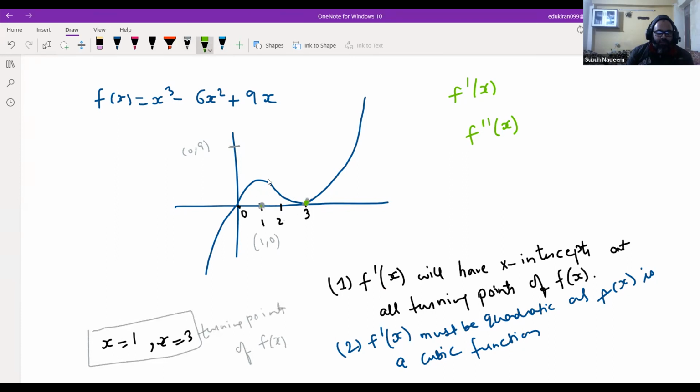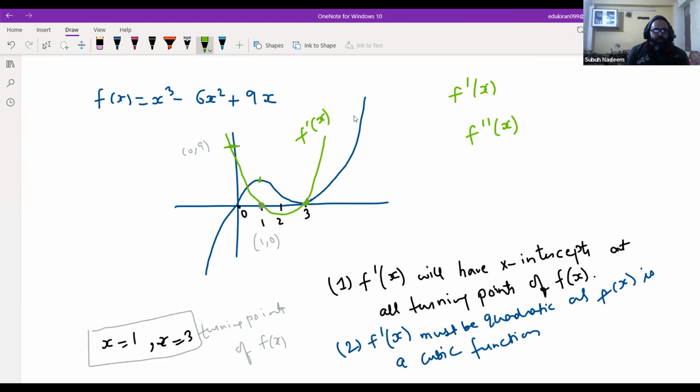At 1 also it is a turning point. The function is turning. And 0 comma 9 it is passing. So when we draw the graph of this, it will be something like this. It will be like this. So this is the graph of f dash x.